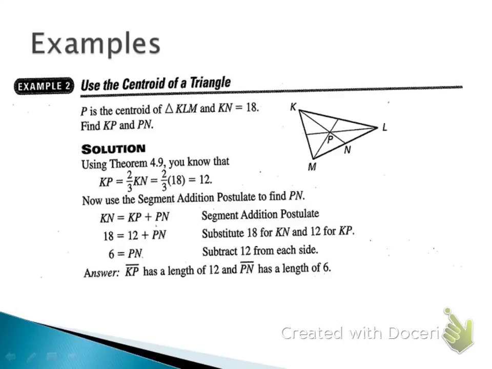Alright, here is the first example. You don't need to write it down. It's actually already written down for you. So in this example, you can see that they tell you the entire length of this median is 18. And then they're asking for the two smaller segments. Well, this larger segment, KP, is just 2/3 times 18, because 18 is the entire length, so that would be 12. And then if the whole thing's 18 and this one's 12, you can figure out pretty quickly that that little one is 6.